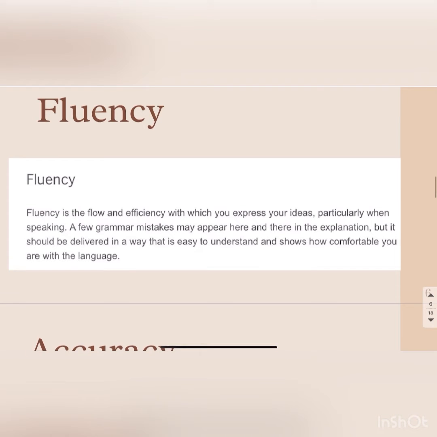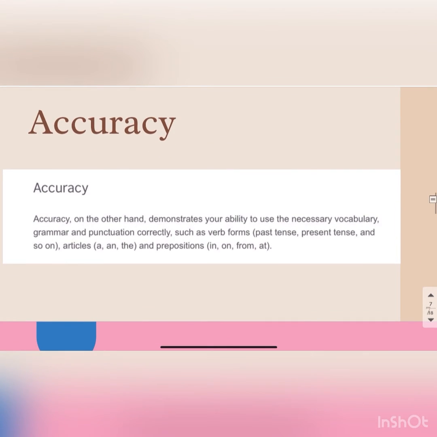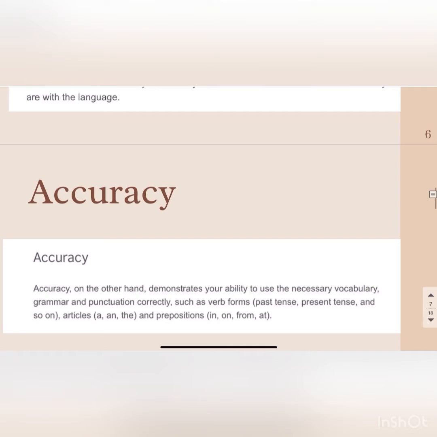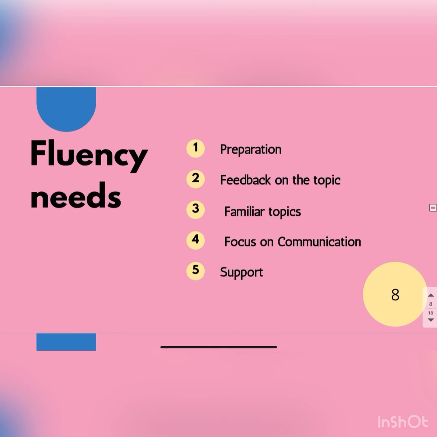So let's see, what do we mean by accuracy. Accuracy, on the other hand, demonstrates your ability to use the necessary vocabulary, grammar, and punctuation correctly, such as verb forms, past tense, present tense, and so on, articles a, an, the, and prepositions in, on, from, at, and any grammatical structure. So this is the difference in meaning between fluency and accuracy. So let's see together how can we focus on fluency, or what does fluency need in class.